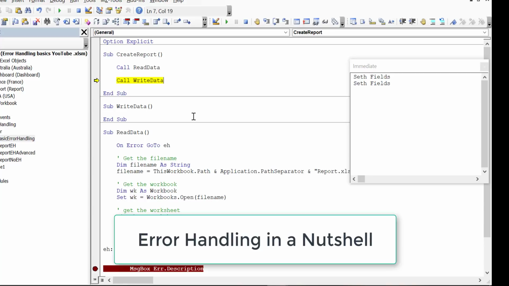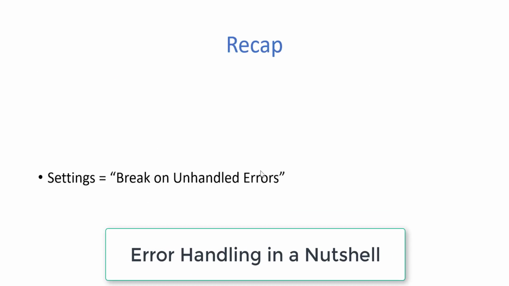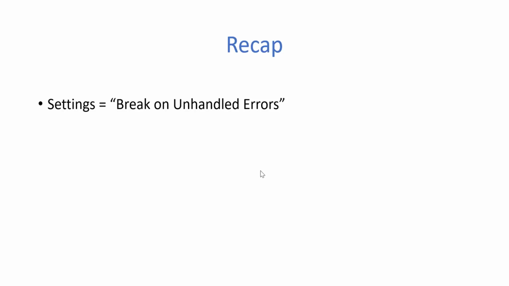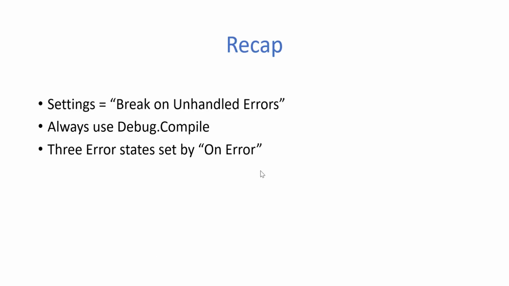So let's have a brief recap on error handling. The first thing we should understand about error handling is that we should have the setting Break on Unhandled Errors set, or otherwise our error handling code won't work. The second thing is we should always use Debug Compile before we run our code, so this helps us remove all compile errors. There are 3 types of errors in VBA, and we're always in one of these error states.